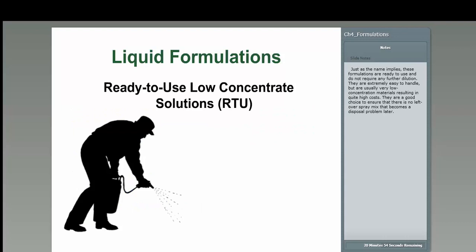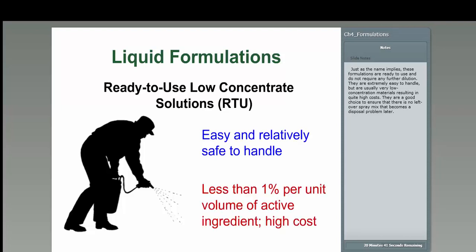Just as the name implies, these formulations are ready to use and do not require any further dilution. They are extremely easy to handle, but are usually very low concentration materials, resulting in quite high costs. They are a good choice to ensure that there's no leftover spray mix that becomes a disposal problem later.